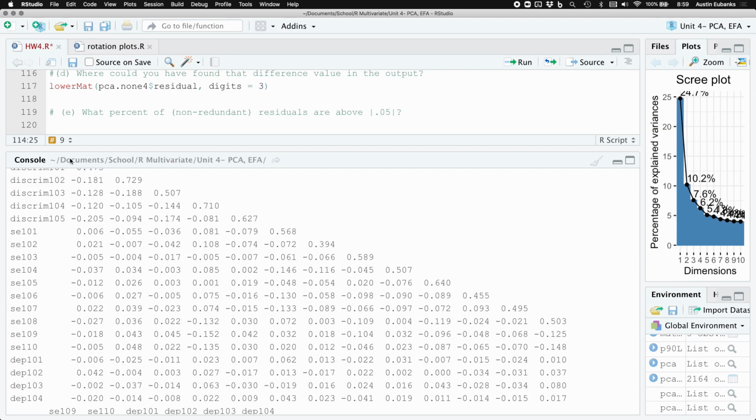Ideally, guys, what would we like? What are we hoping to find in the residual matrix? Smaller the better. Yeah, Casey says small values. We'd really love them to be zeros.